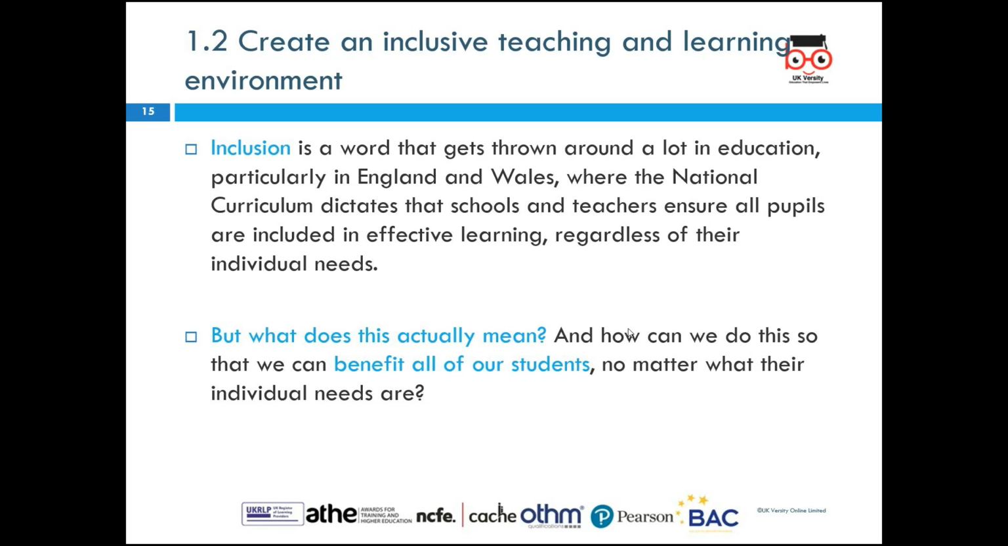So we know inclusion is very popular in England, Wales, and Northern Ireland and so on. Even the national curriculum says that we need to ensure all of our learners are getting effective learning, regardless of what their needs are. But how can we actually do this? What does it mean? And how do we do this so it benefits all our students? Sometimes we know there are certain things we need to do, but we're so strapped for time, it can be difficult trying to plan one activity with differentiation for 5, 6, 7 different needs. But again, it's something that we need to do so that you're not having someone confused or worried or feeling left out.